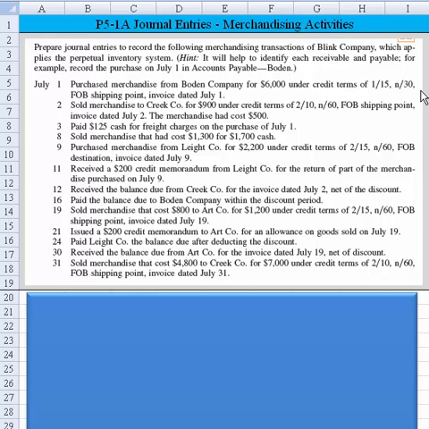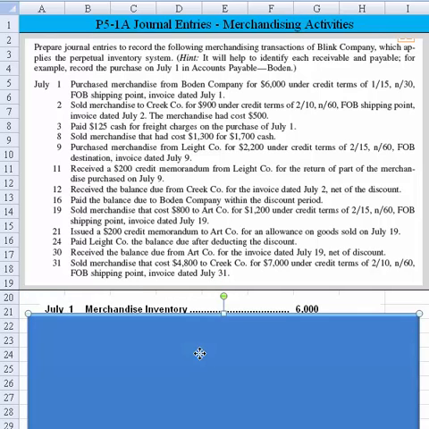And what else do we know? 1/15, net 30, FOB shipping point with an invoice dated July 1st. Okay, so what we need to do is record that purchase. All right, let me slide this down. You should be able to reveal what we would do.